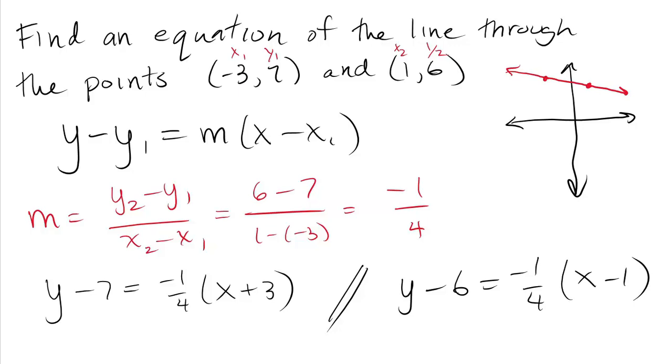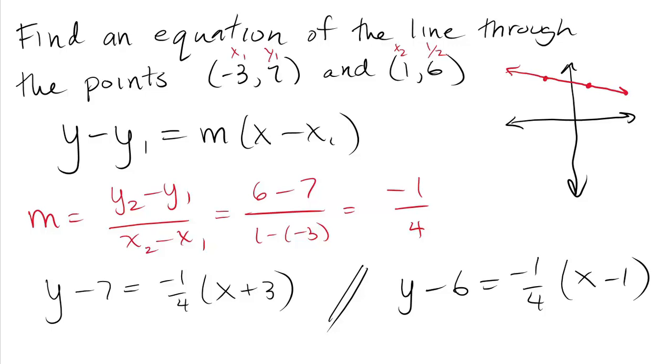One way to show that both of these equations work is to take the point that you didn't use and show that it satisfies the equation. So we could take the point 1, 6 and plug it into this equation, and you'd see that you get a true statement. You could take the point negative 3, 7 and plug it into the second equation and also show that you get a true statement.